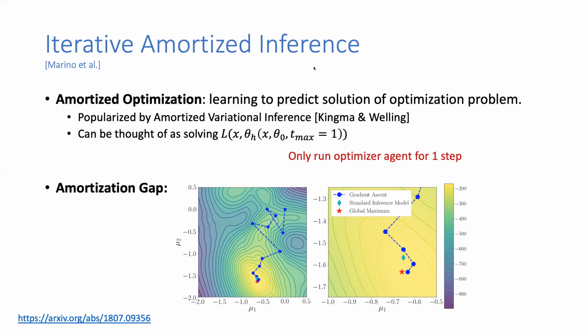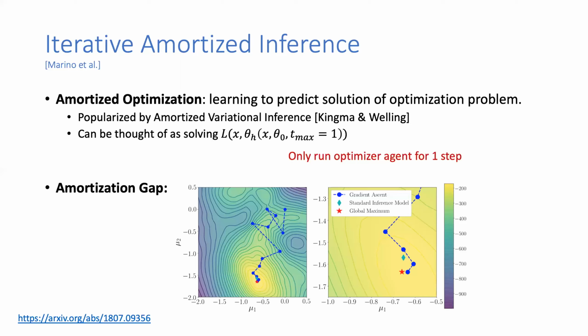Even though it's quite popular, there are many cases where this is undesirable. The benefit, of course, is it's super fast. Just doing one forward pass of a neural net is really fast compared to running a million steps of gradient descent. But there's this thing called an amortization gap. In the bottom figure, you see in blue gradient descent on a two-dimensional optimization problem.